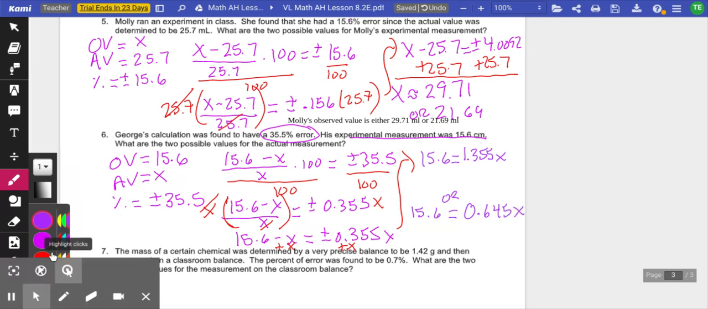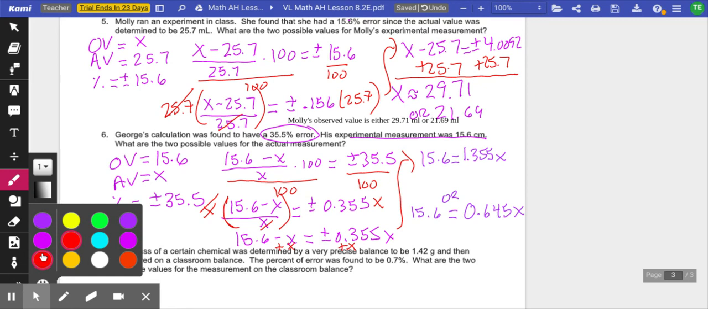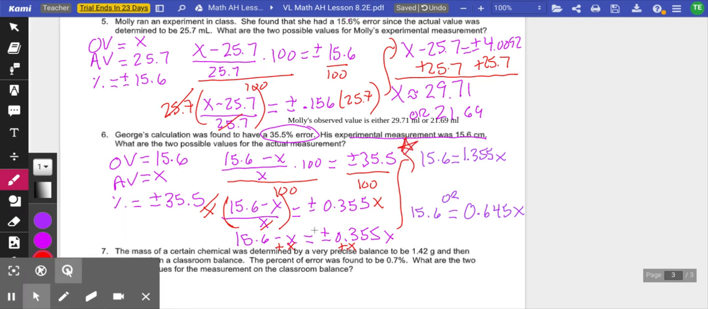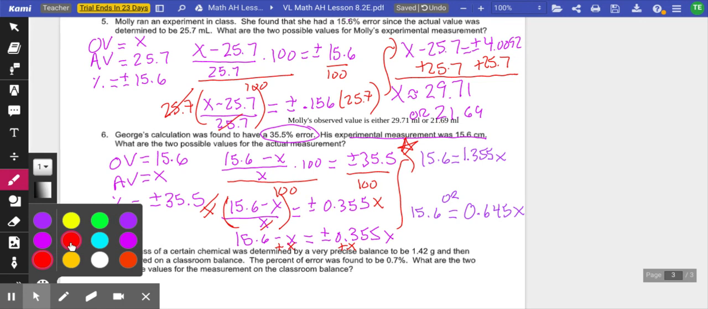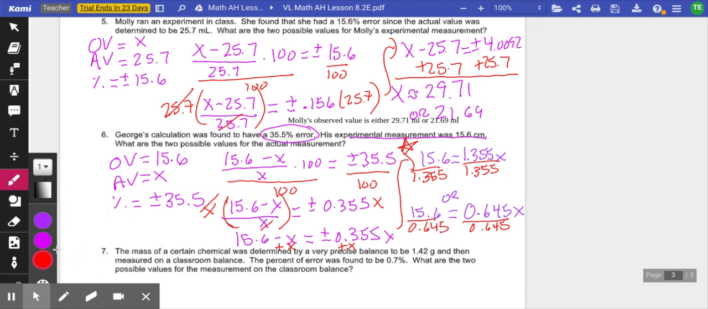That's the part that you have to go, whoa, what did she do? And pay attention. I had plus or minus. So one time it's 1 plus 0.355x, and one time it's 1 minus 0.355x. You have to have both cases. Then on each case, I have to divide by what's in front of the x. So on this top one, I'm dividing both sides by 1.355. And on the bottom one, I'm dividing by 0.645, not x, just 0.645. Then I calculate, and then I'm going to get my answer.